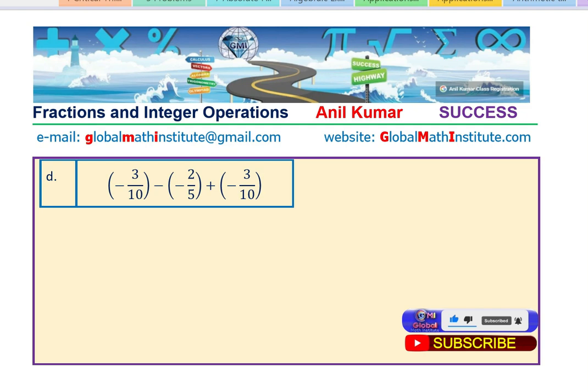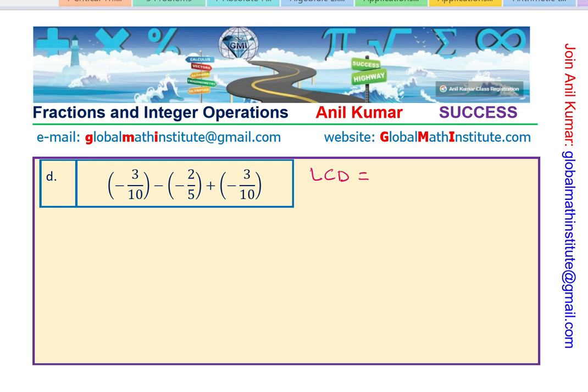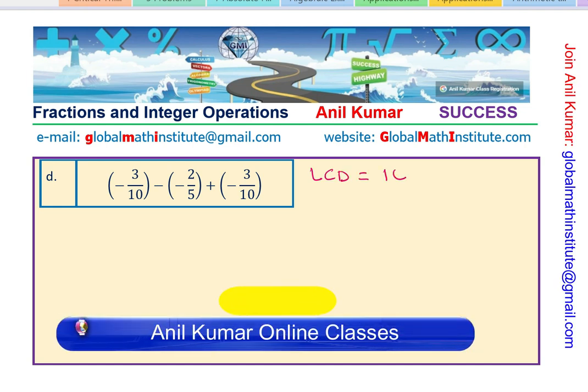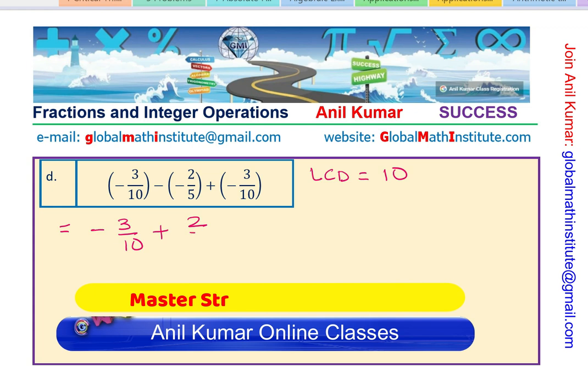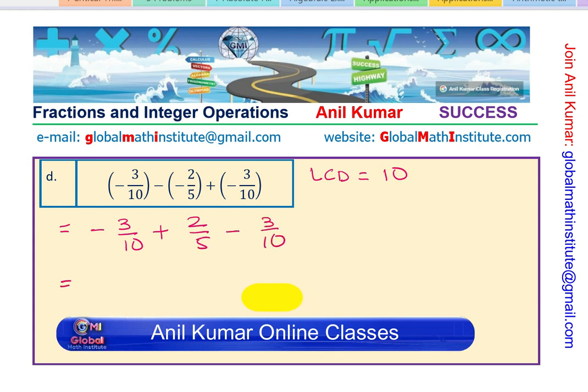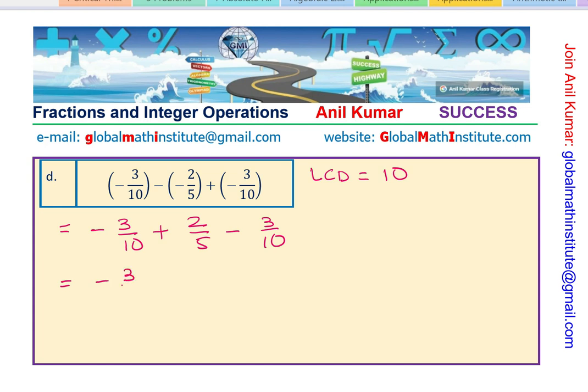3 more questions to go. So first step, as you say, we can find what is the lowest common denominator. It indeed is 10, right? Rewrite the statement, open the brackets: minus 3 by 10 plus 2 by 5 minus 3 by 10. To get 10, we have to multiply 5 by 2. The others as such, right?